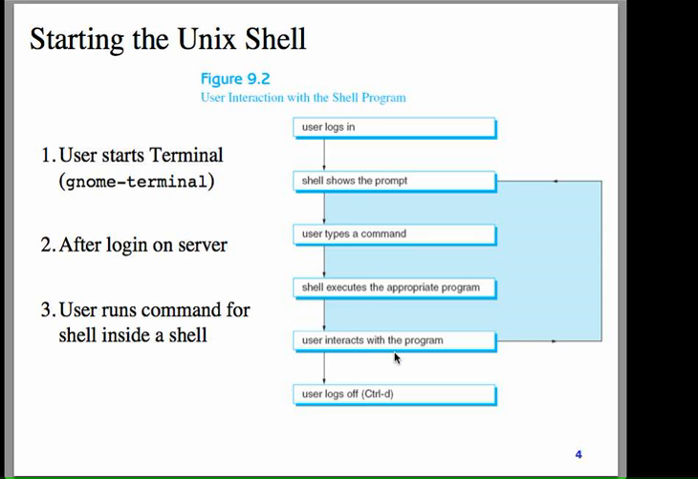Let's say it reads a few things, prints something out, and it's done. What happens is the shell gets control of input, and the shell shows another prompt. The user types another command. The shell executes that program, and so on. You just keep going there until the user logs off. That can be with an exit or Control D.